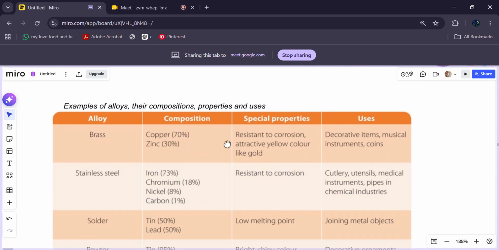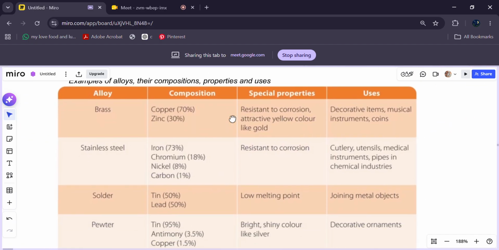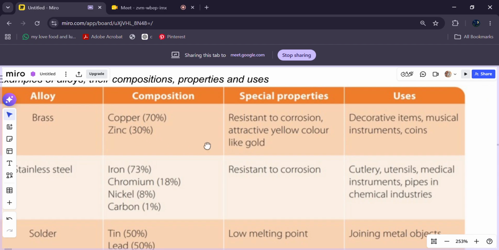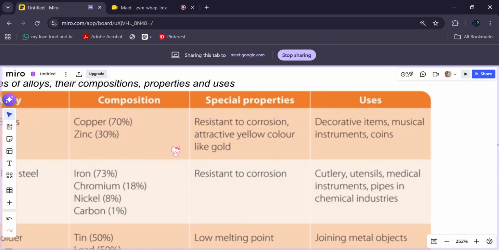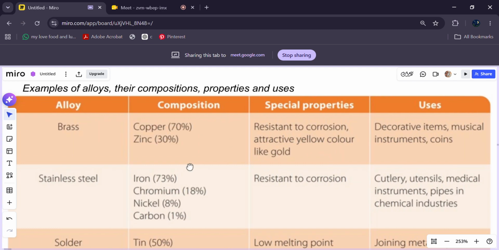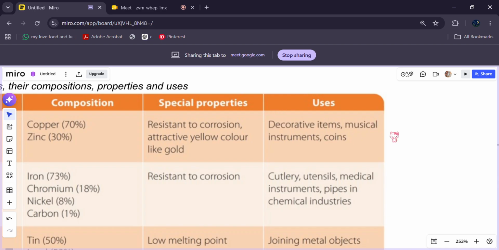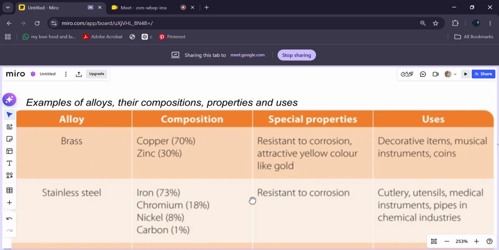Now we go to examples of alloys and their composition, properties, and uses. We have brass. Brass is 70% copper and 30% zinc. It's resistant to corrosion and is an attractive yellow color like gold. So because of that, you can use it for decorative items, musical instruments, and coins.